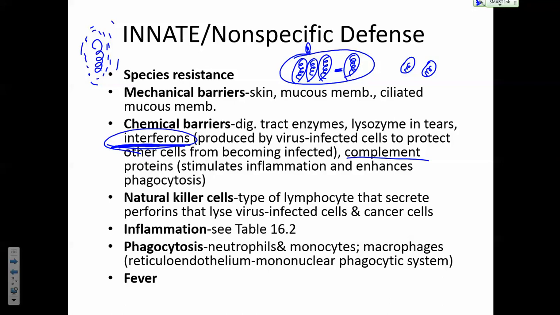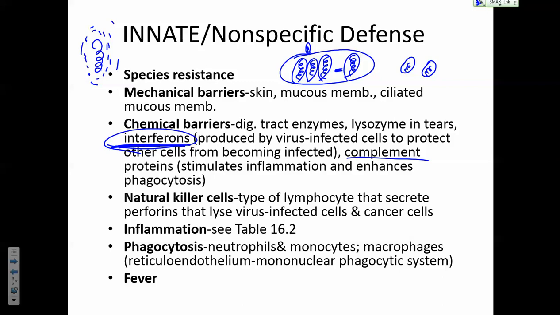Then you have some lymphocytes that actually produce chemicals that kill a variety of cells, not just one kind of foreign thing, but a variety. And they're called your natural killer cells. I love those. Inflammation is a whole other set of events. We've talked about inflammation before, right? And inflammation helps prevent spread of pathogens, so it contains it in that area.